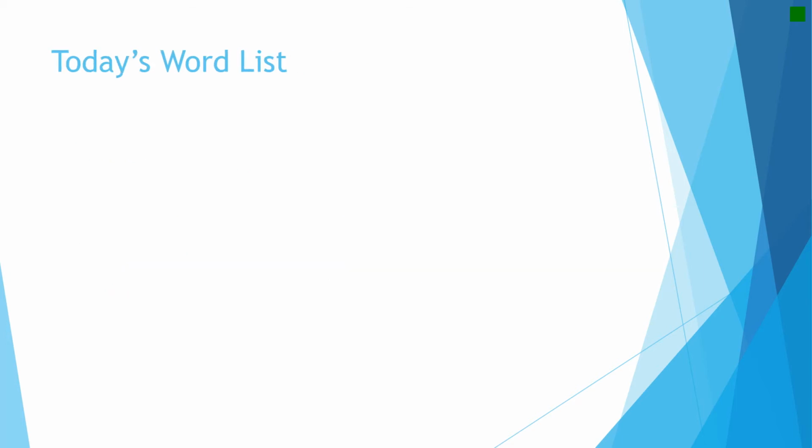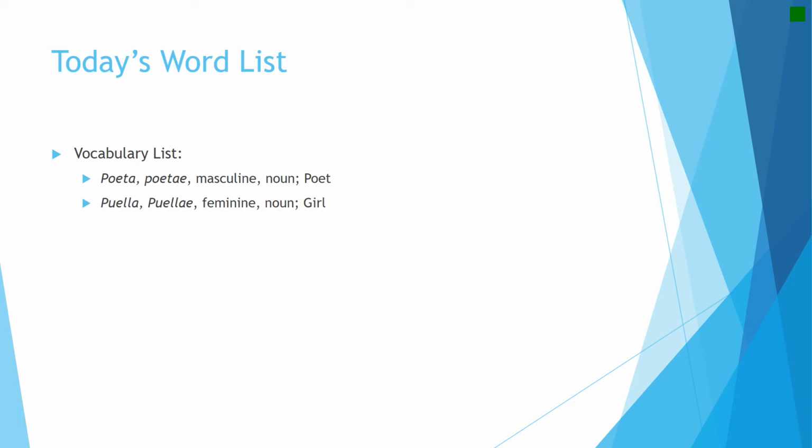The last thing before we get started is our vocabulary list. We will only be using 3 words for our translation today, and here they are. The italicized texts are words in Latin. Poeta, poetae, masculine, a noun that means poet. Puella, puellae, feminine, a noun that means girl. And amo, amare, a verb that means to love.